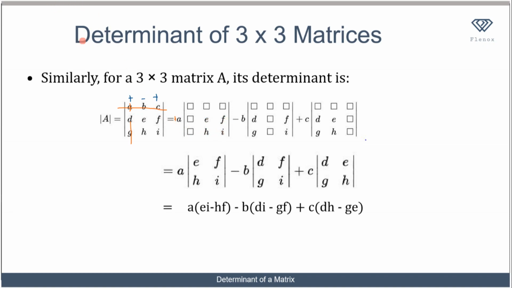Next thing you want to do is go to the B element. In that B element you have a minus at the front, so you are going to have minus B as shown here. So what you want to do is draw a line vertically and horizontally across element B. And when you do that, as you can see, what elements are you left with? You are left with D, F, G, and I.